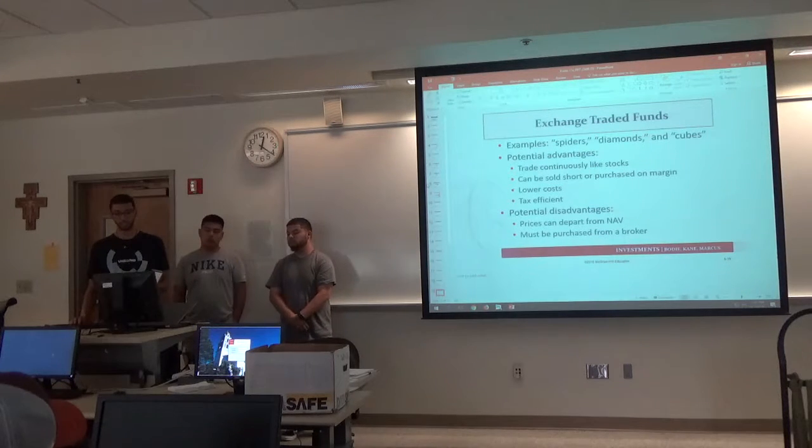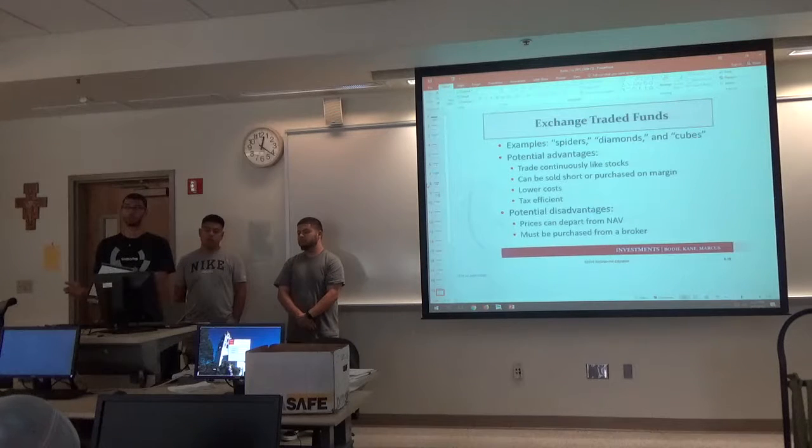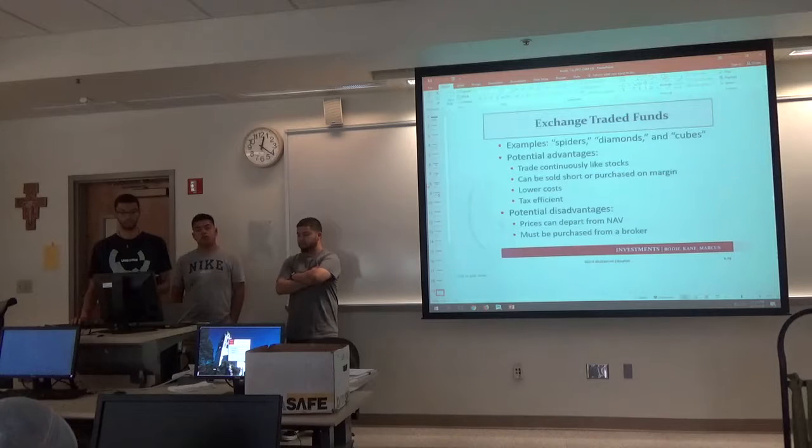A potential disadvantage is that an ETF must be purchased from a broker, so the broker will still get the bid-ask spread on that price. And your net asset value is something you cannot control, because you won't be going to a specific mutual fund.